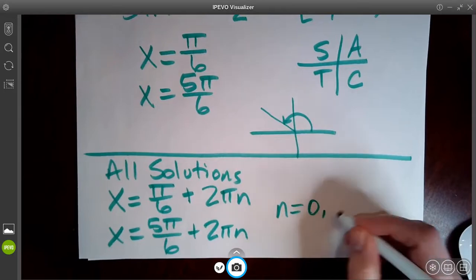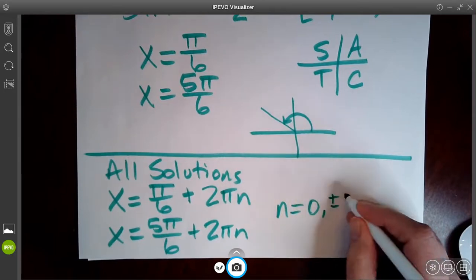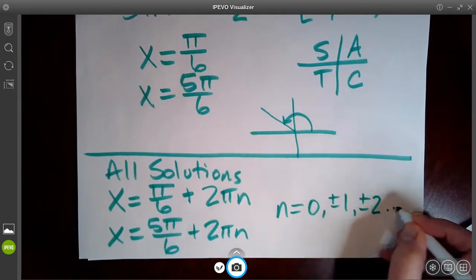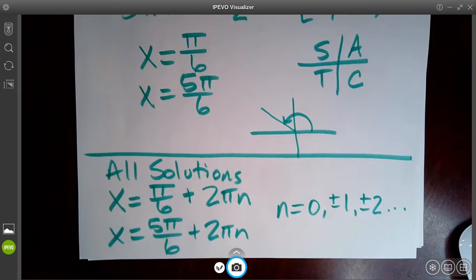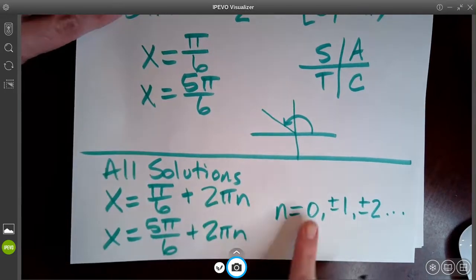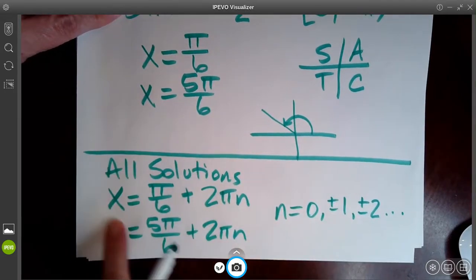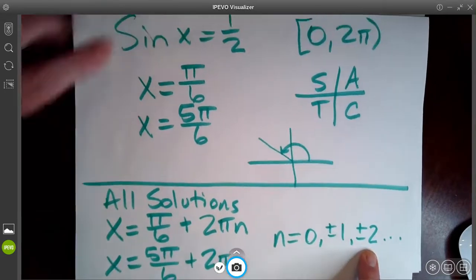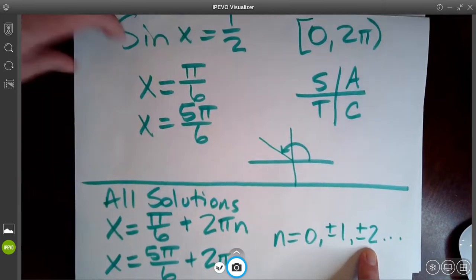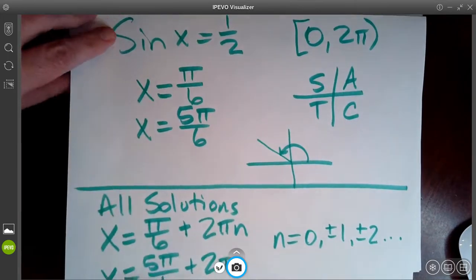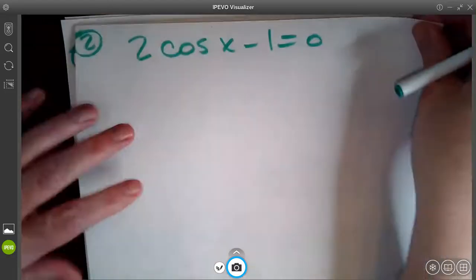So we can write it like this. n is equal to 0, plus or minus 1, plus or minus 2, and just do our dots after that, just to show that we're only talking about integers for n. This would be our answer if it said all solutions. This would be our answer if it said that we wanted to find the solution between 0 and 2 pi. So we're always finding the angle whenever we are solving here.